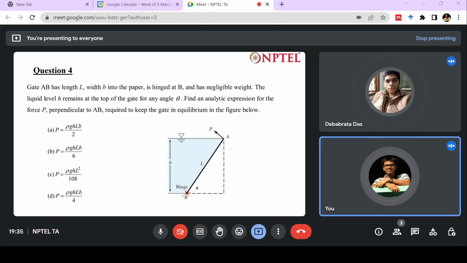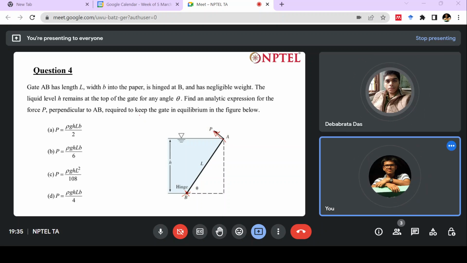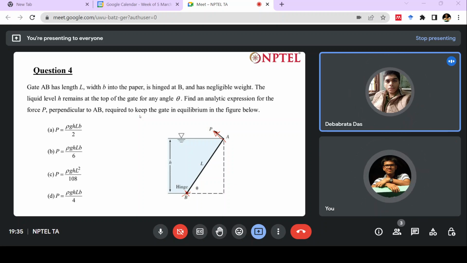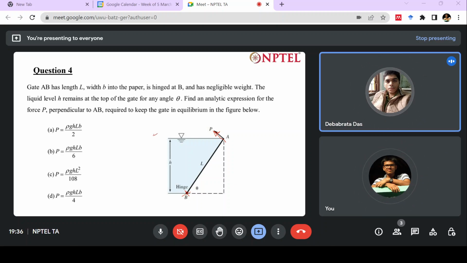And this has negligible weight. The liquid level H remains at the top of the gate for any angle theta. Find the analytic expression for the force P. The force P is acting here as mentioned in the figure. Force P is acting here, perpendicular to AB, and this is required to keep the gate in equilibrium in the figure below. So what is happening basically is there is a gate, and on one side there is water. So what will happen? There will be pressure, right?